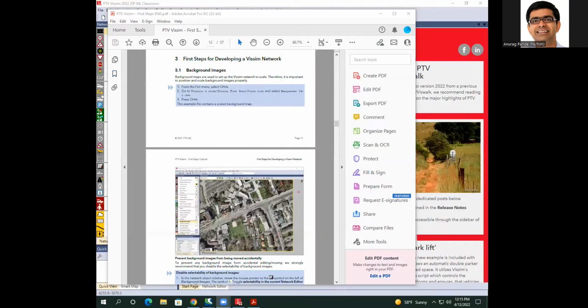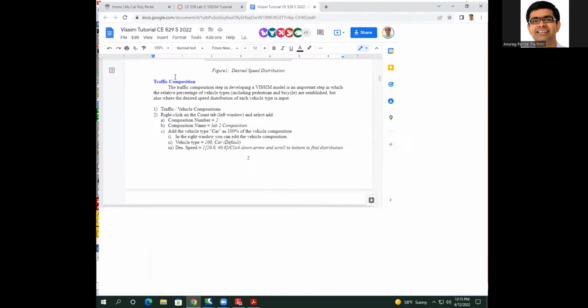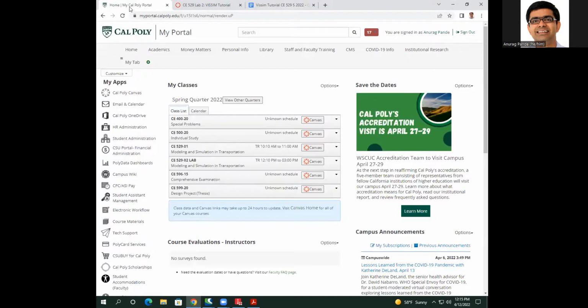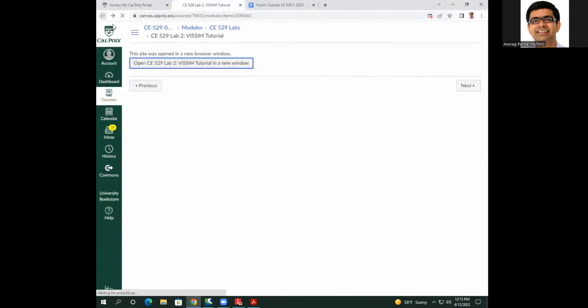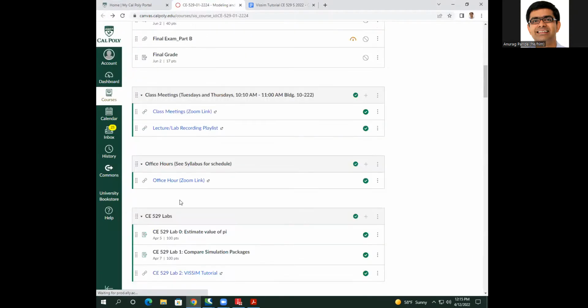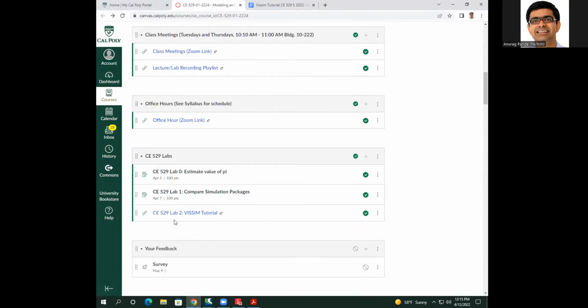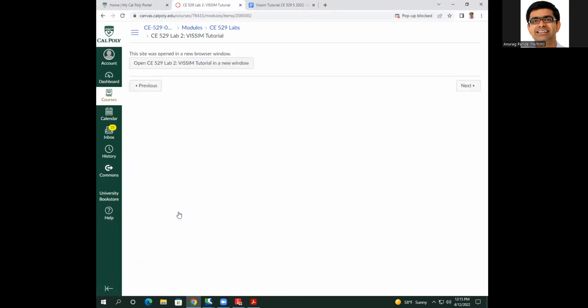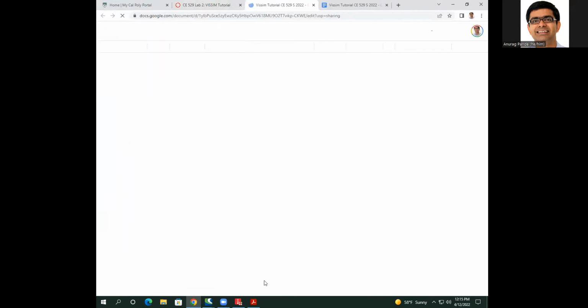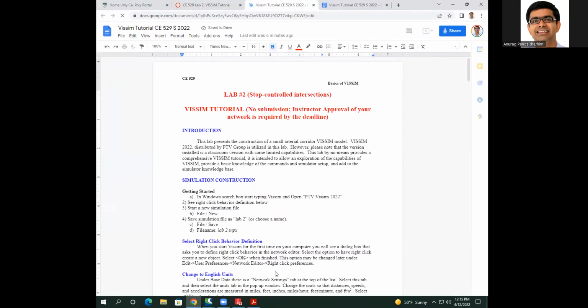So, okay, yeah, if you go to your Canvas portal, you can find that under lab 2, in your CE 529 tabs. Under lab 2, you can find the tutorial. And if you click on that, it takes you to a Google Doc. Basically it provides you with the step-by-step instructions of what we are trying to do.